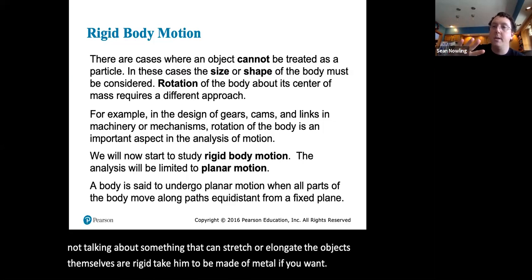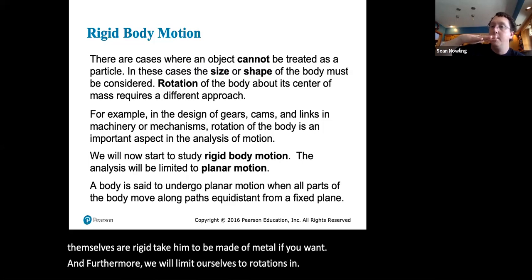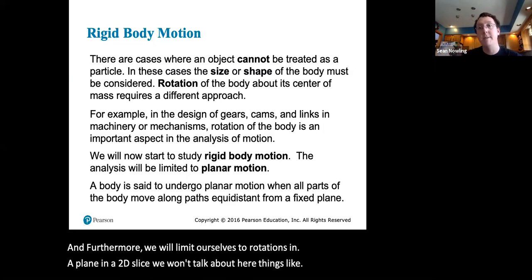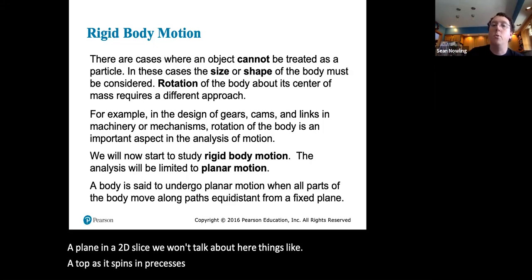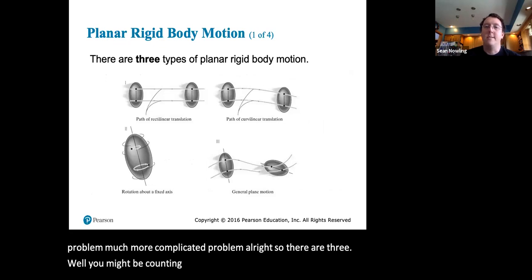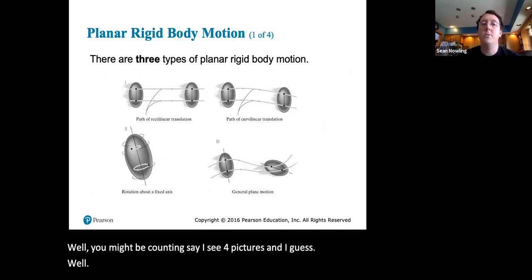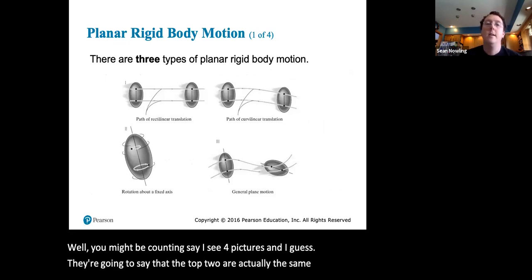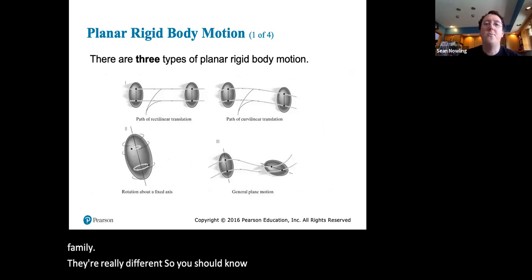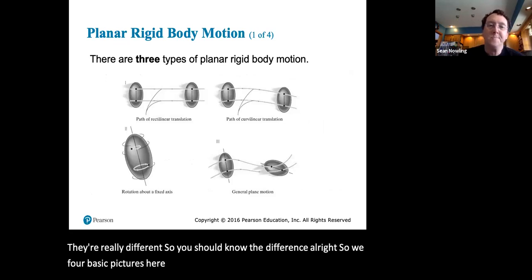And furthermore, we will limit ourselves to rotations in a plane, in a 2D slice. We won't talk about things like a top as it spins and precesses and wobbles. That's a much more complicated problem. All right, so there are three, well, you might say I see four pictures, but the top two are actually in the same family. Anyways, they're really different, so you should know the difference. We have four basic pictures here which capture everything.